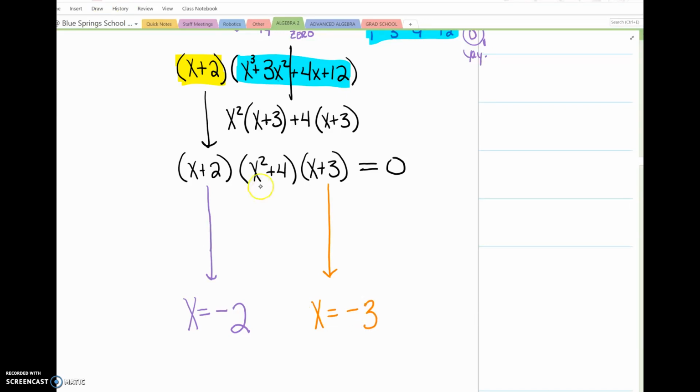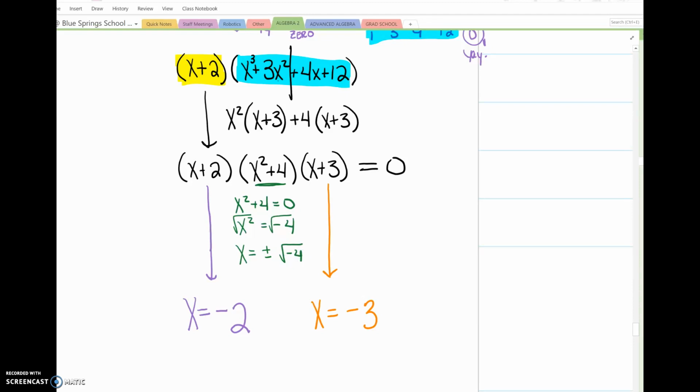X plus 3, that's going to give us a solution of x equals -3. And now we just have to figure out what this x squared plus 4 is going to be. Put x squared plus 4 equal to 0. How would you solve this equation? Subtract 4. So x squared equals -4. Square root. And when we put a square root in, we have to put a plus minus in front of it.